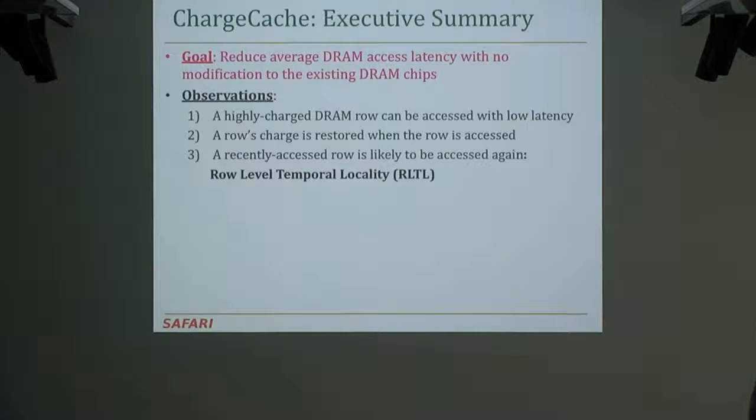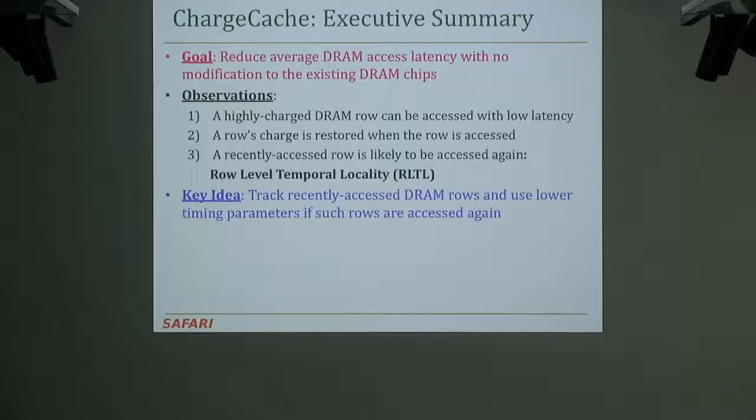This is really an indication of bank conflicts, right? You accessed the row recently, you activated it, and then you had to close that row because some other row needed to be activated, and you go back to the initial row that you activated, A and B, right? Which means that A becomes a recently accessed row, and it's likely to be accessed again because there are patterns in programs that lead to row-level temporal locality. And this paper analyzes that a little bit.